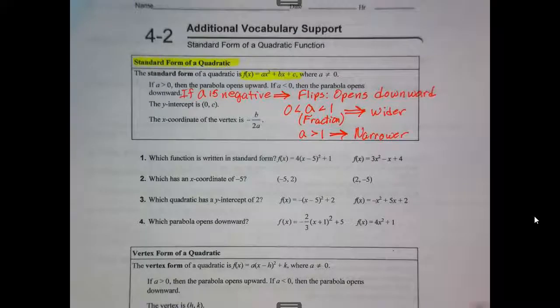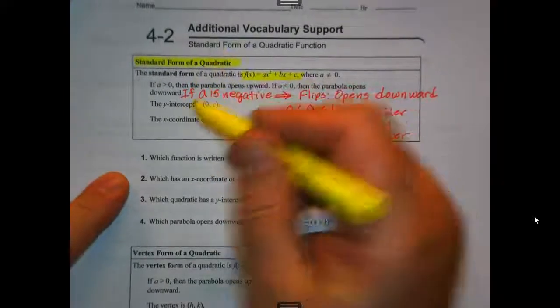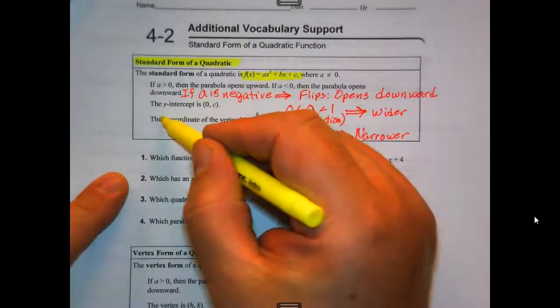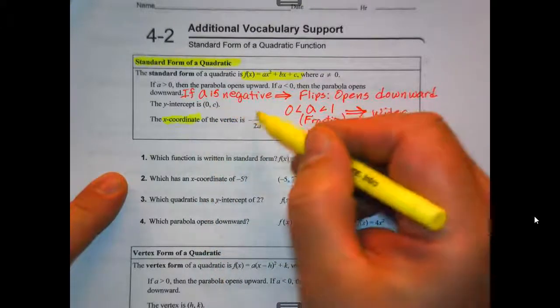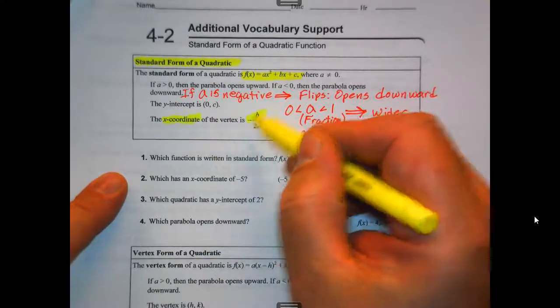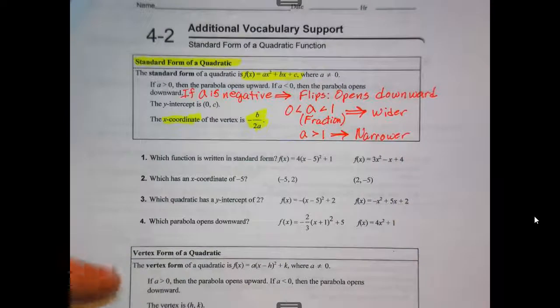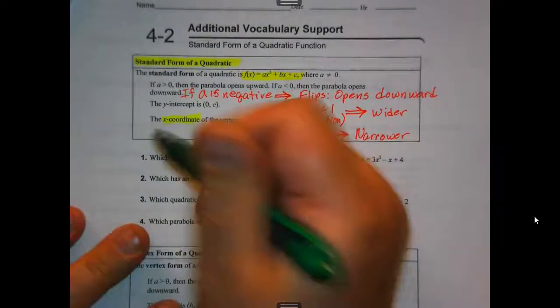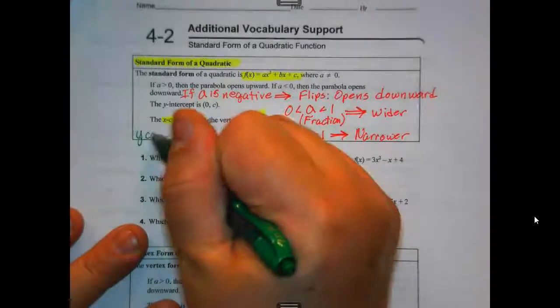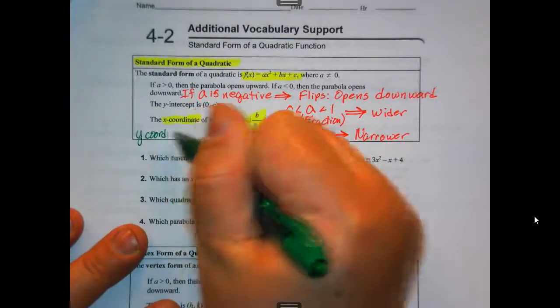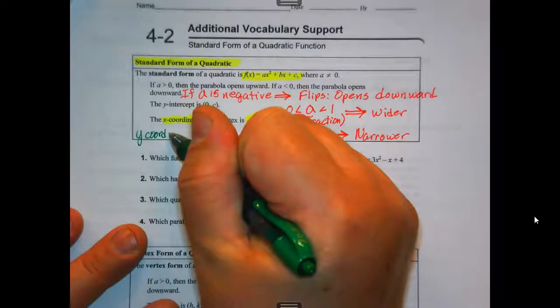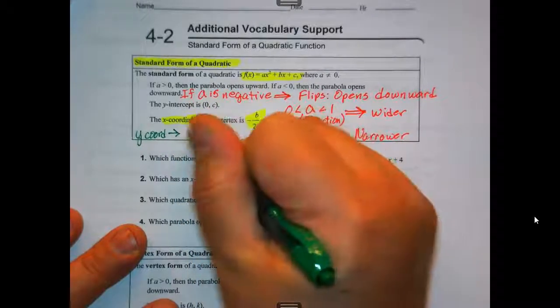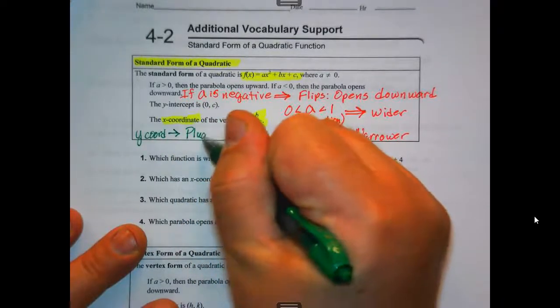All right, what else we got here? Oh, the vertex. The vertex from the standard form, well, the x-coordinate of the vertex is negative b over 2a. How do I get the y-coordinate of the vertex? That's right, kids. Plug x back into the equation.